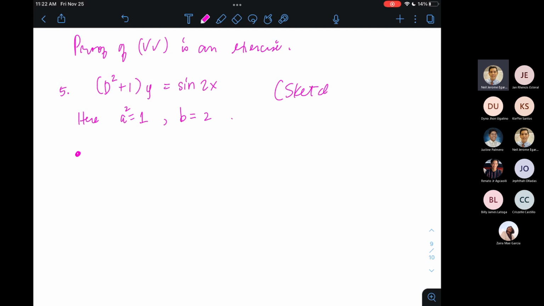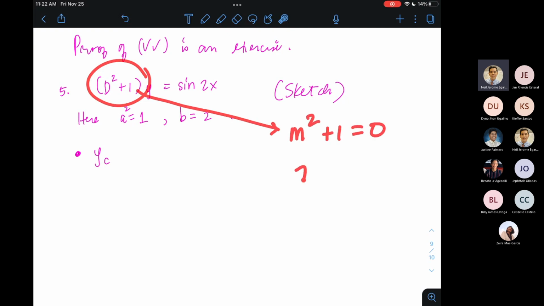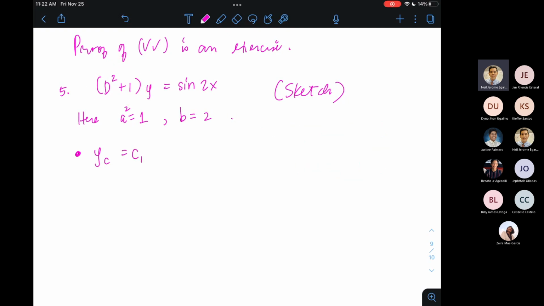So I'll just sketch the solution here. Pagkuha ng y sub c. Para sa pagkuha ng y sub c, d squared plus 1. Characteristic equation ay m squared plus 1 equal to 0. Roots niyan ay plus or minus i. Complex roots, magkakaroon ako ng y sub c na sines and cosines. So I will have c1 cosine x plus c2 sine x as the homogeneous solution.